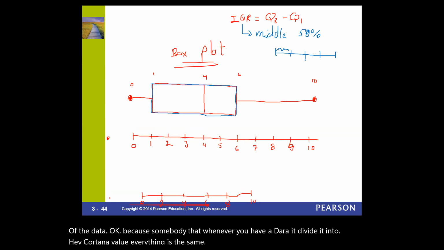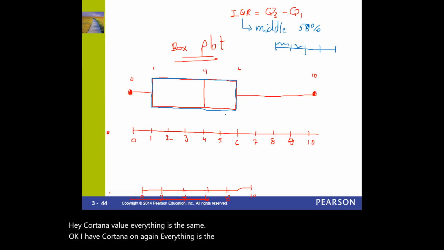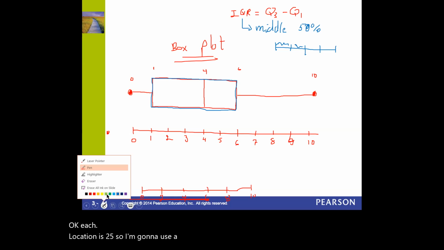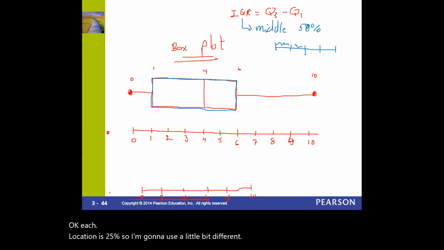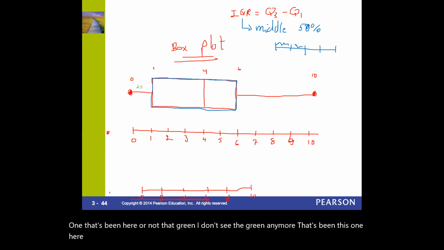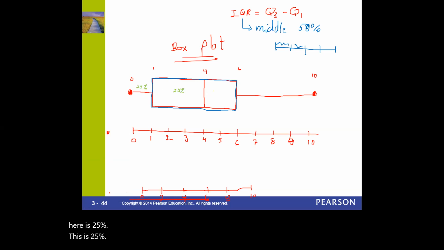Everything is the same. Even though they don't look the same here in the graph, each one of them represents 25%. I know they don't look it, but this is what it means. Each section is 25%. So I'm going to use a different color. This one here is 25%. This is 25%. This is 25%. This is 25%. That's why I call them quartiles.